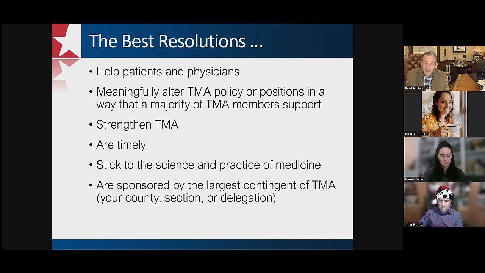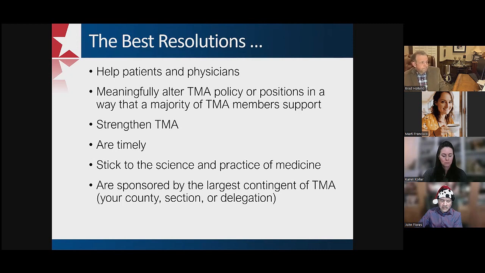And that all happens usually starting about now, as people are getting close to winter conference and before resolutions are actually due. You're writing these and passing them around and seeing if you can get people to sign on to say, yes, your county will support this resolution and be introduced by your county, be introduced by a section or by a delegation. So those are really what happens with the best resolutions.